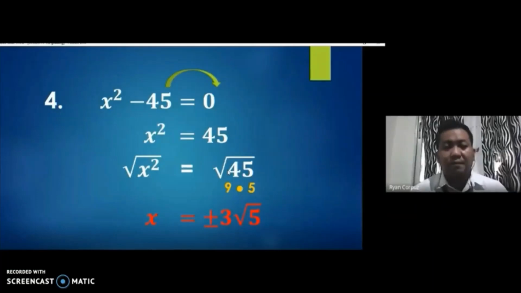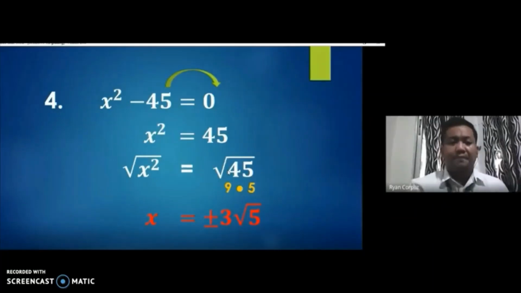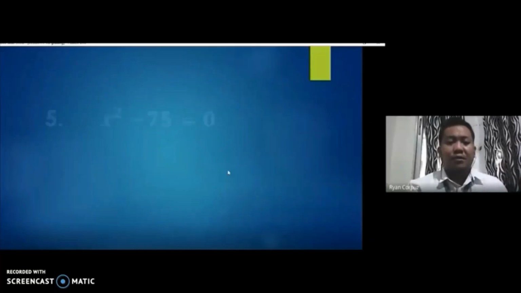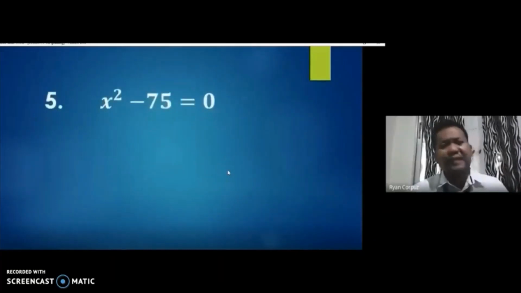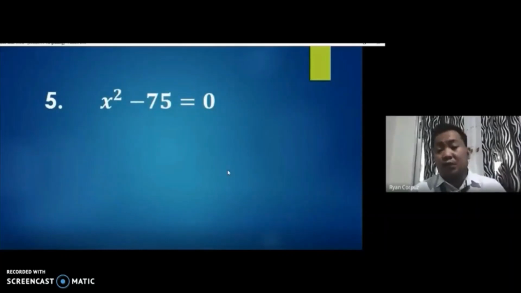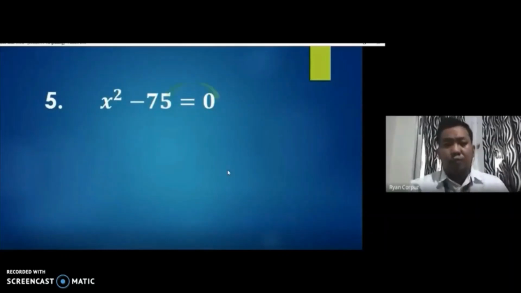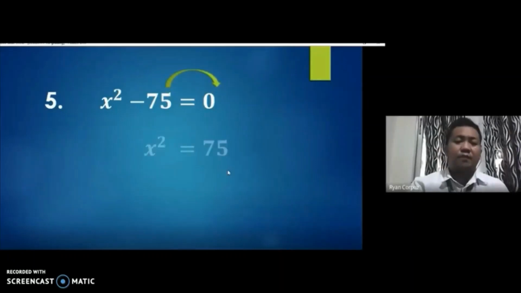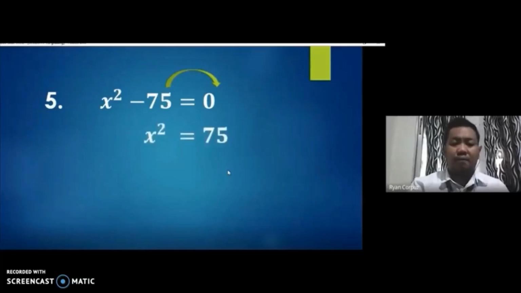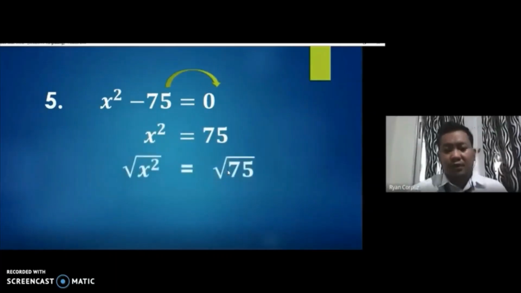So naintindihan ba yun? So para mas maintindihan natin, let's try another example similar to it. So let's have example number 5. That's x squared minus 75 is equal to 0. So move the constant term to the right side of the equation. Then it will become x squared is equal to 75. Then get the square root of both sides of the equation. So when we do that, on the left side, the square root of x squared is x. We know that it's already x.